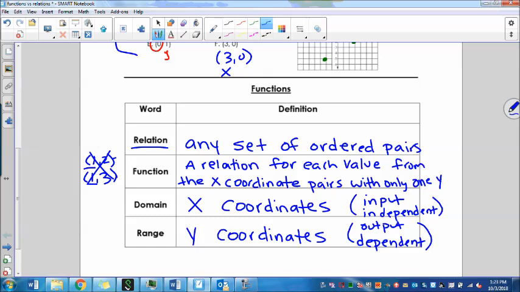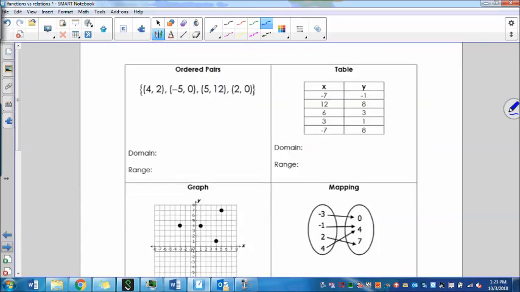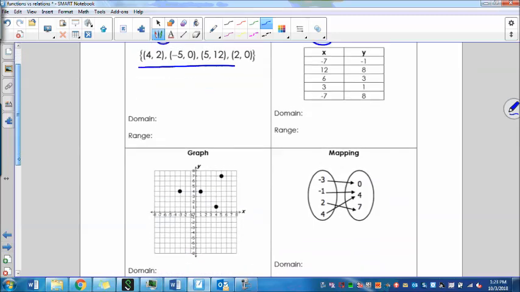Okay, let's do some examples with some ordered pairs and different representations of ordered pairs. So the first thing you need to know is that ordered pairs or coordinates can be shown in 4 different ways. First, we can write them as ordered pairs, which is just a set of all the coordinates. Or we can write them as a table where we have x and y values listed out. You can graph them like we did on the front page, or you can do what's called a mapping. And a mapping is pretty similar to a table. We'll talk about those each individually once we go through them.